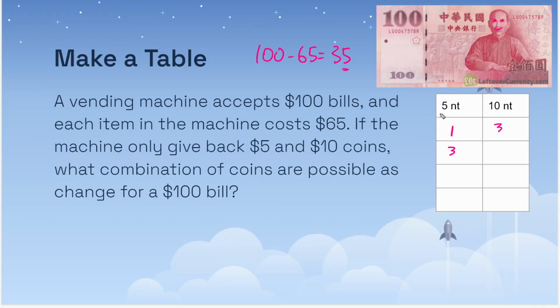If we have 3 $5 coins, that's 15, which means we would need another 2 $10 coins. So, can't have 4, but we can have 5. 5 times 5 is 25. We would need one more $10 coin. But there's one more option. We can just have 7 $5 coins, 0 $10 coins. And so the question is, what combination of coins are possible? These are the 4 different combinations.